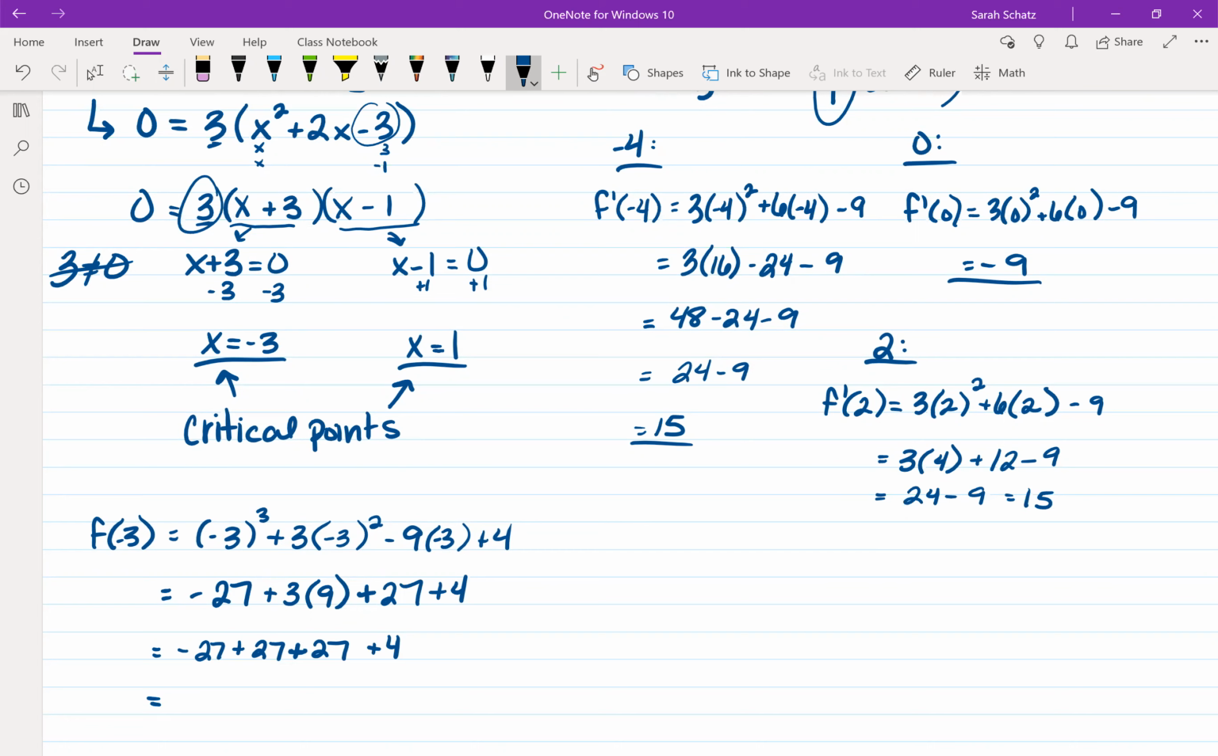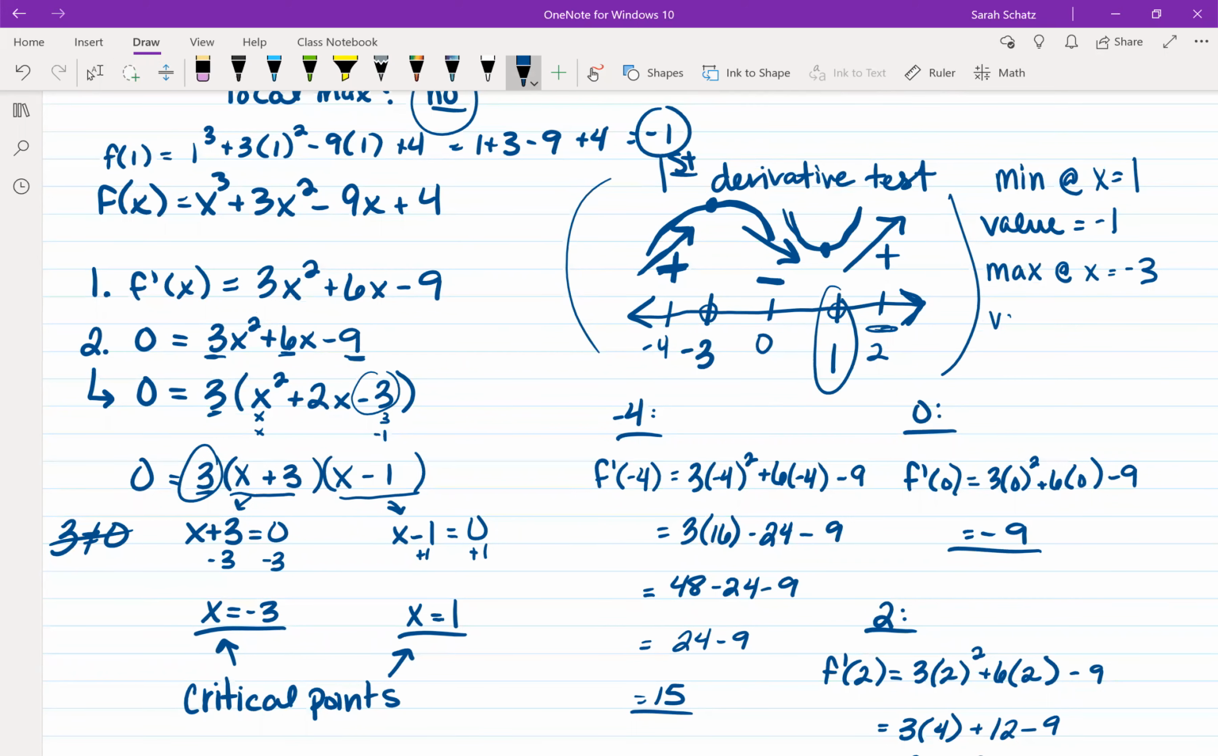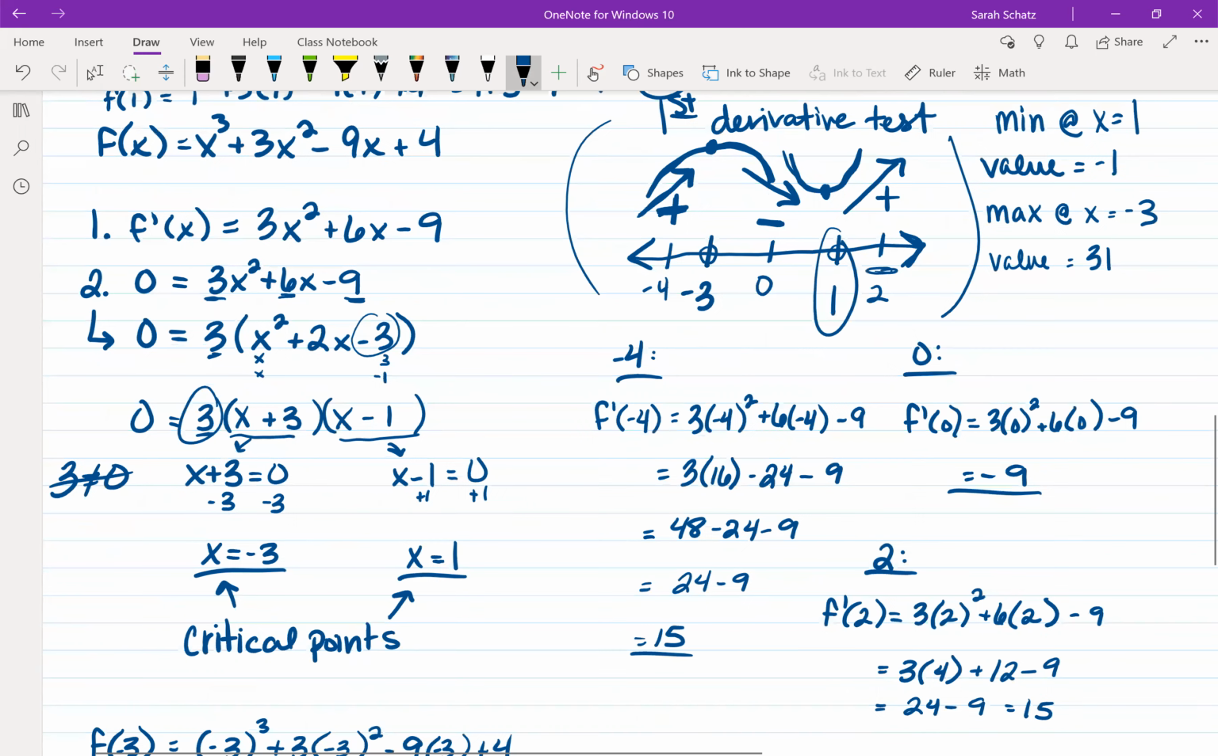So negative 27 plus 27, you can cancel those out, but then you have 27 plus 4. So I think we get 31 there. So you guys, the max happens when x is negative 3, but the actual max value is 31. I think if I did that right the second time.